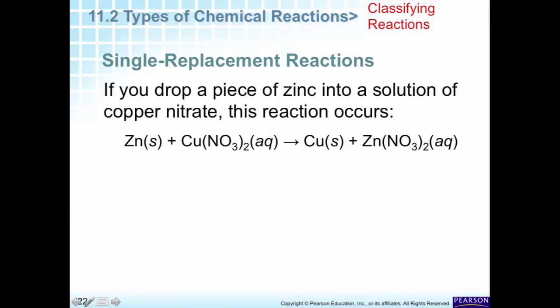Okay, now we're going to put some zinc into a solution of copper nitrate. We're going to predict it's going to switch partners. So it's going to kick copper out and take its place. All right, so is it balanced? 1 zinc, 1 zinc, 1 copper, 1 copper, 2 nitrates, 2 nitrates. It's balanced, nothing new to do.